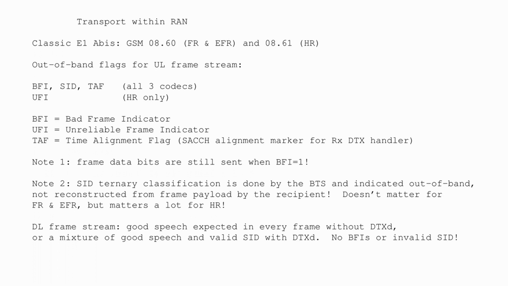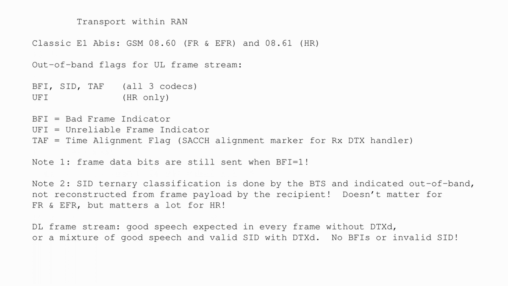But for the half-rate codec, you can't do this, because only the BTS can make the classification, since there is no single set once-and-for-all rule. So in the architecture, they have this SID flag out of band. And then they have this little weird flag called UFI, which is only for half-rate.